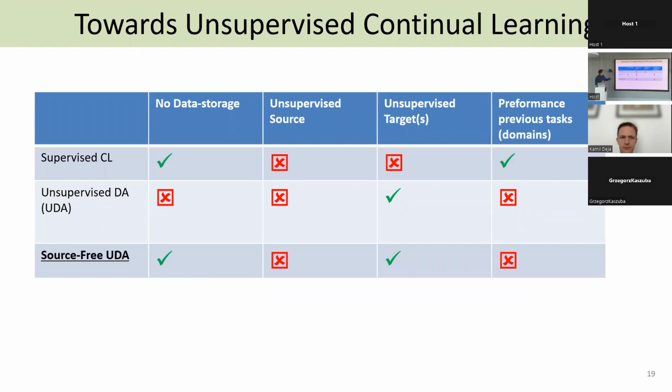So I made this diagram to show a little bit what are the characteristics of all the settings. So supervised. In continual learning, you don't have storage of previous task data. You normally have the labels for both the source and the target. So I put the red crosses there, and you care about all the performance. And then I would like to go to the situation where this is green, where we have all these characteristics. And now this source-free domain adaptation, it already has unsupervised target adaptation. So you don't need labels anymore when you go to the target domain.